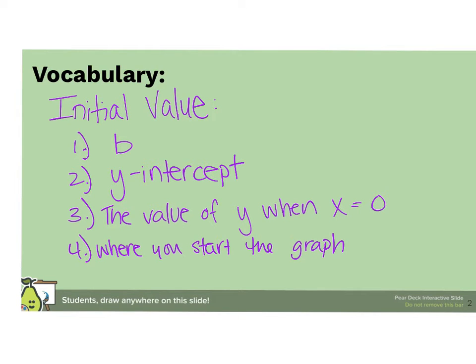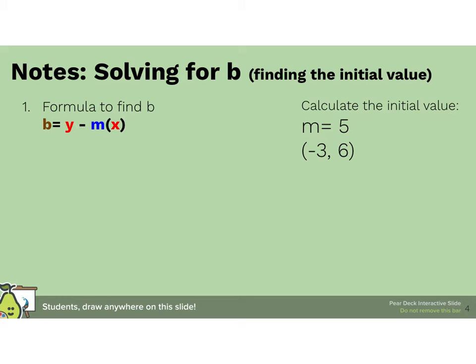So there's a lot of different ways to say the exact same thing, okay? So we're mainly going to be calling it the b value, the y-intercept, or the initial value. Those all mean the exact same thing, and that's what we're going to be talking about today. So now I'm going to show you, just like we learned how to calculate slope, we're going to learn how to calculate b. So how to solve for b, which is finding the initial value.